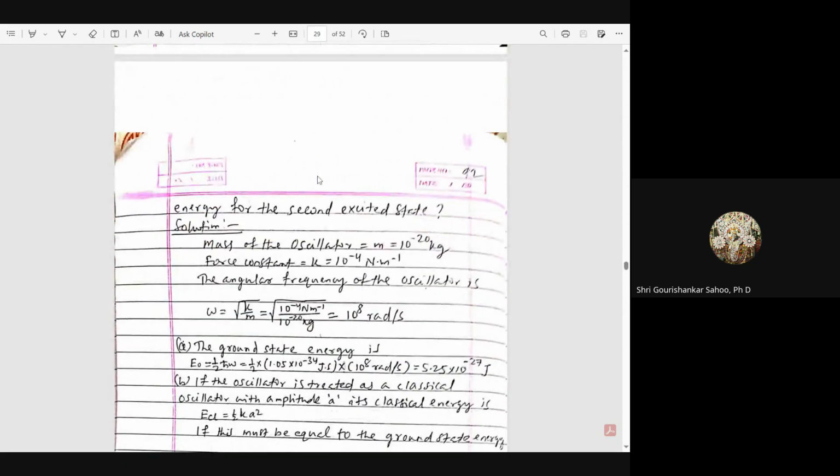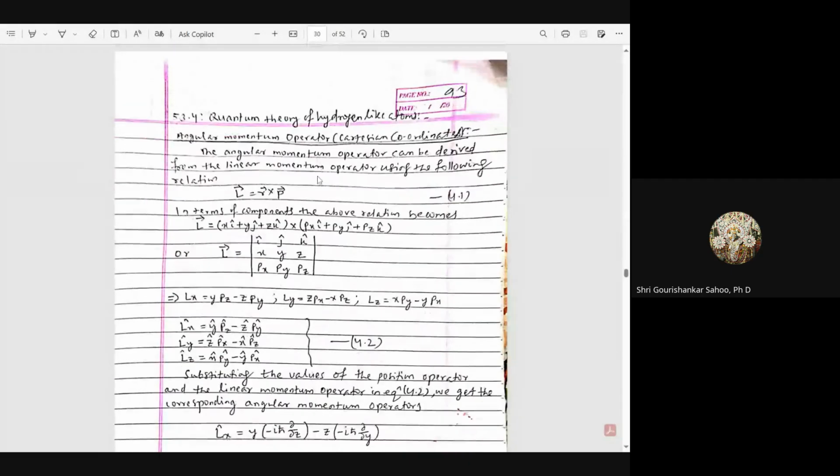A one-dimensional oscillator having mass 10 to the power minus 20 kg oscillates under force constant k equal to 10 to the power minus 4 newton meter to the power minus 1. You can evaluate the zero-point energy, calculate the classical amplitude for which the oscillator has its energy, and the energy for the second excited state you can calculate, and it is shown on the screen.